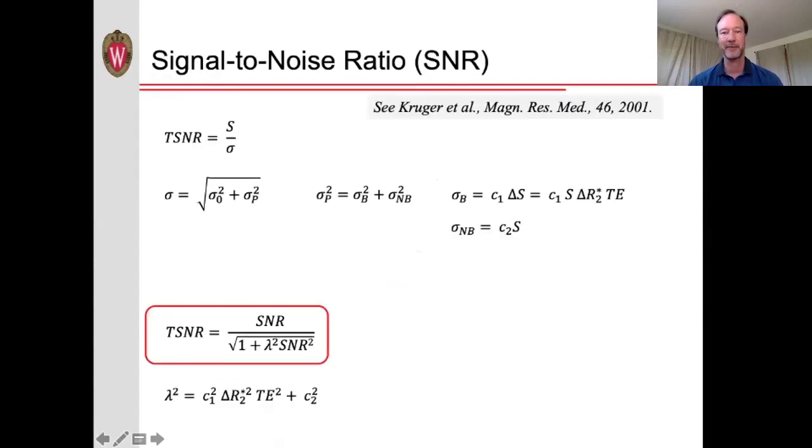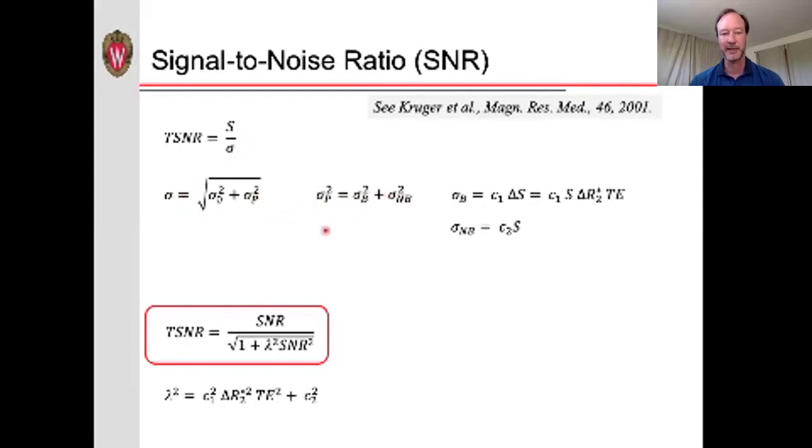Now we can write this mathematically as shown in this slide. The temporal signal-to-noise ratio is written as the signal divided by the standard deviation over time. And this standard deviation is the square root of the sum of the variances for thermal and physiological noise. This physiological noise can be written as a sum of both a BOLD and a non-BOLD component. That is, one component that is proportional to the TE and one that is not.